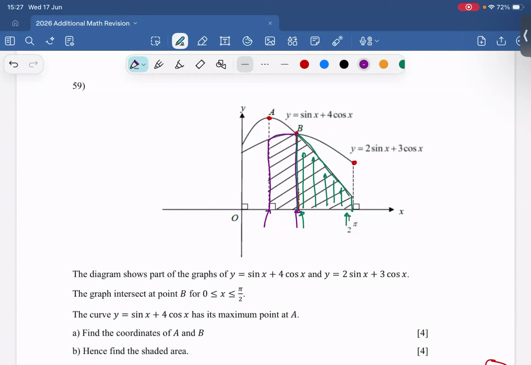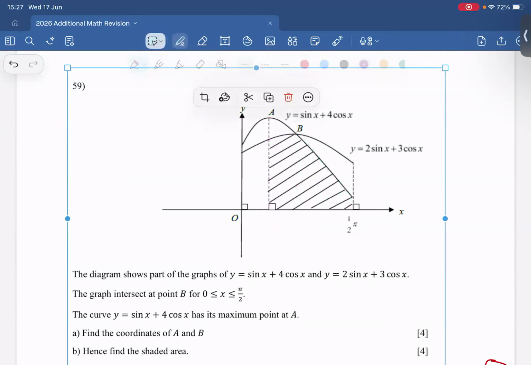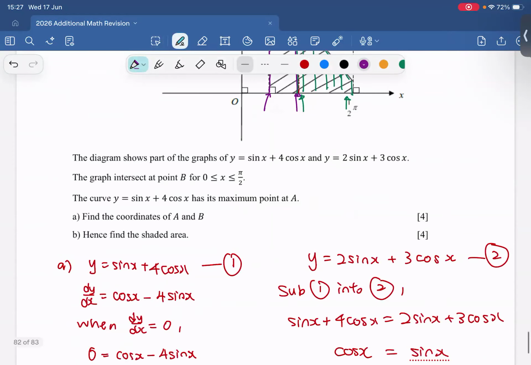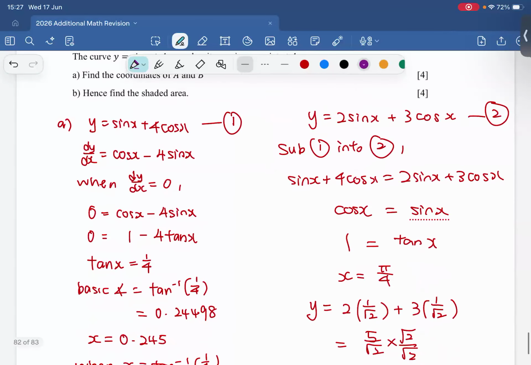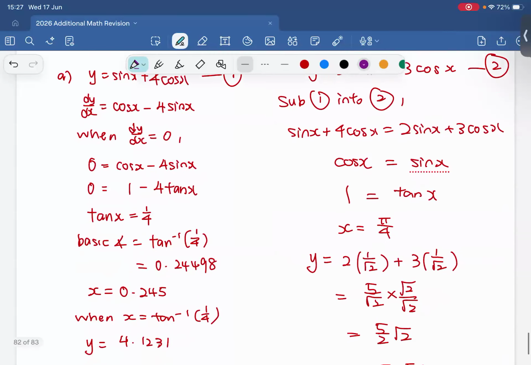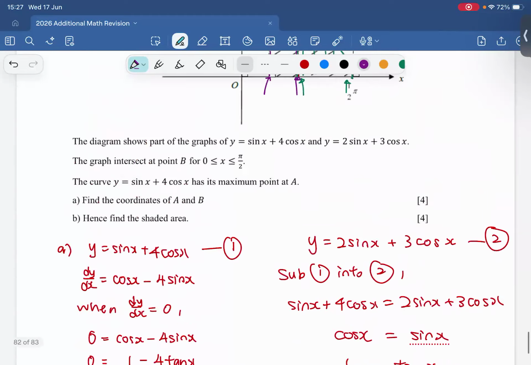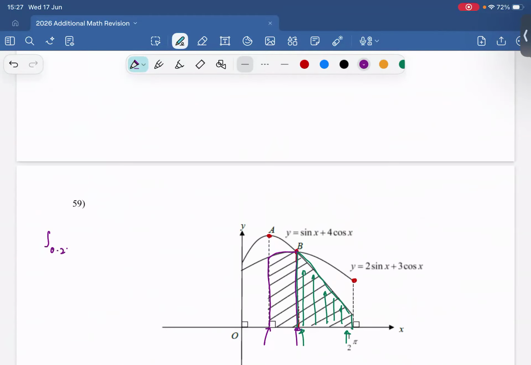Okay, to find the purple area, we integrate from 0.245, that means tangent inverse 1/4. We integrate from 0.244978 all the way to pi over 4. To which curve? To this curve. This curve is 2 sine x plus 3 cos x.